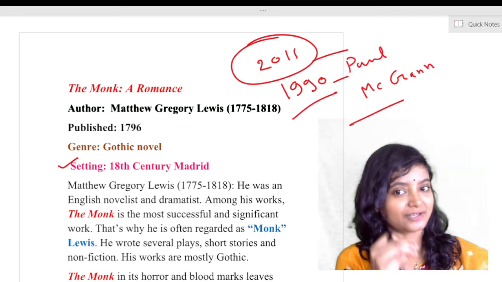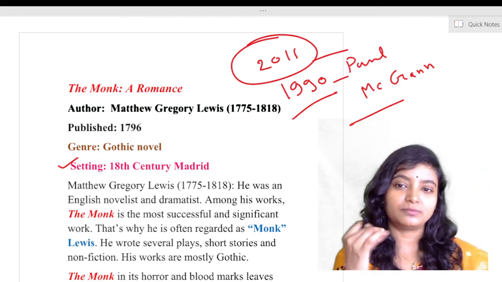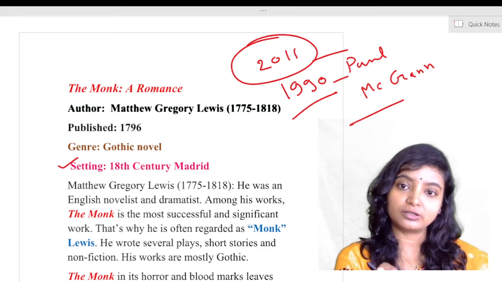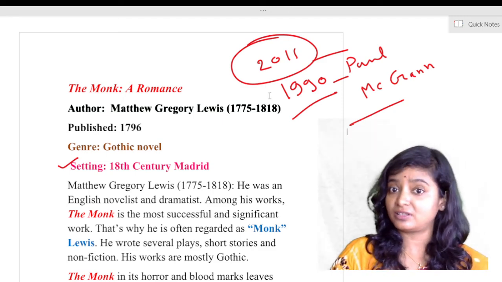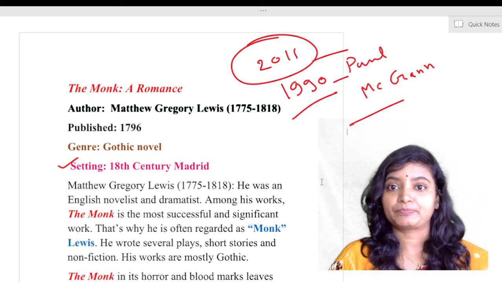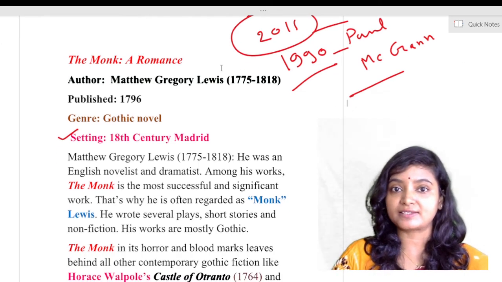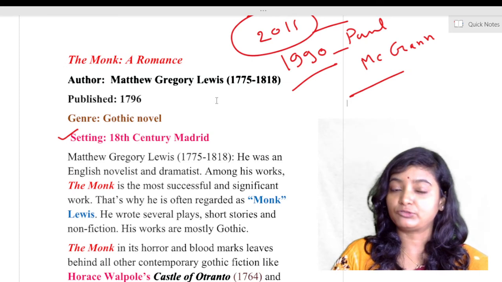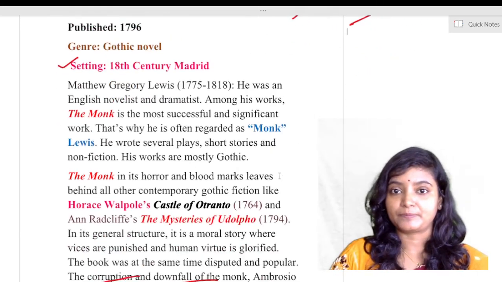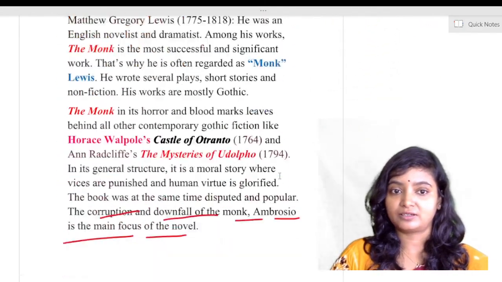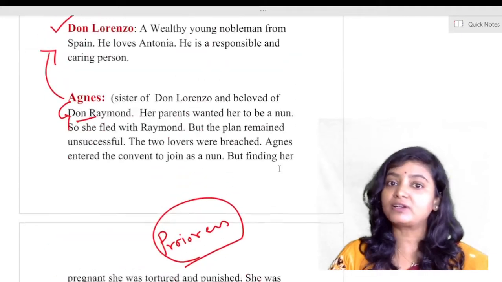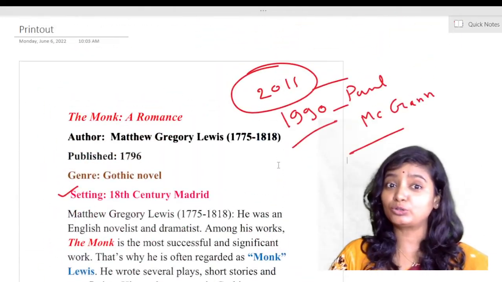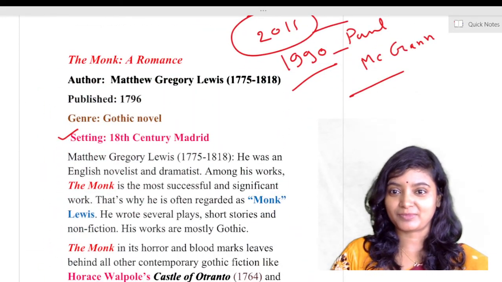I like that movie very much, and it introduces the theme of the monk, though with some bit of difference. You can watch it, it is free on YouTube. You have to search for The Monk by Matthew Gregory Lewis 1990, and you will find it by McGann. So you can watch the movie and go through these characters, and you will understand the theme of the novel. And for detailed reading, you have to go through the novel itself. Okay.